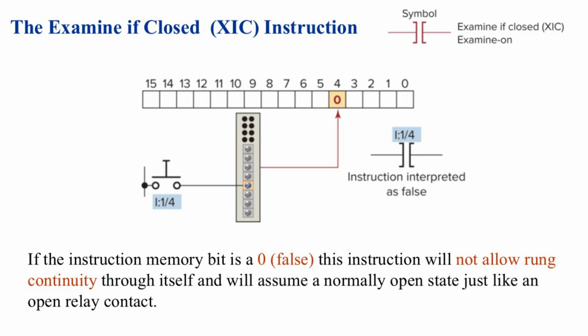In ladder logic, the XIC instruction functions the same way. It will only pass logic when the associated input bit is true. In this case, with the input bit at 0, the XIC remains open and stops rung continuity, meaning the PLC will not activate the output connected to this logic path.